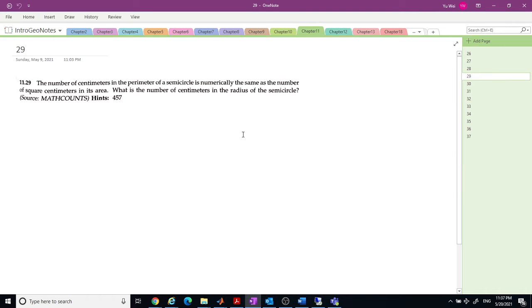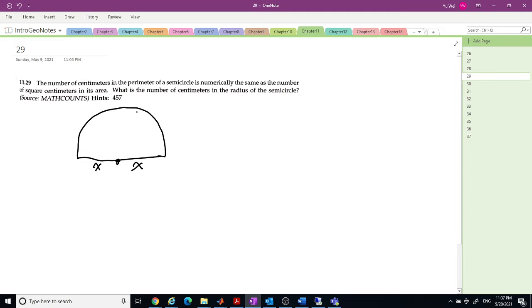Next, the number of centimeters in the perimeter of a semicircle is the same as the number of square centimeters of its area. Okay, so now let's draw it. What is the radius of the semicircle? Let's say the radius is x.